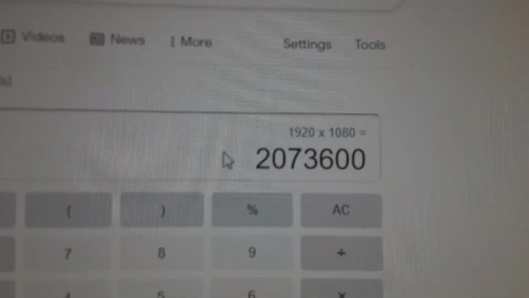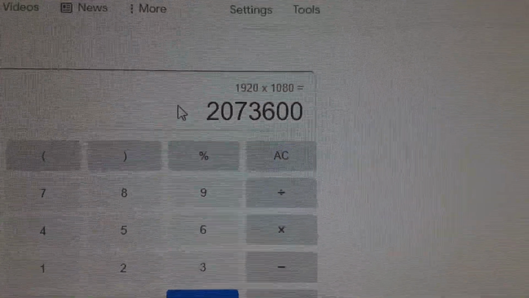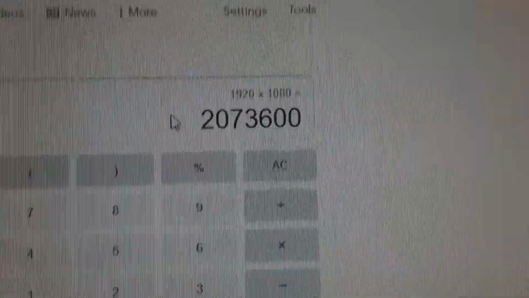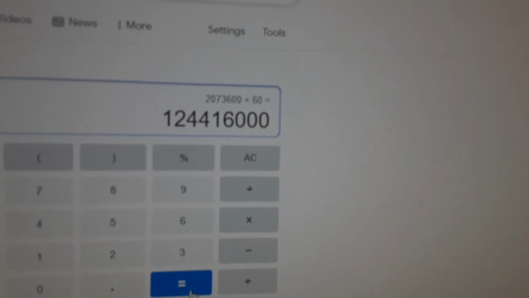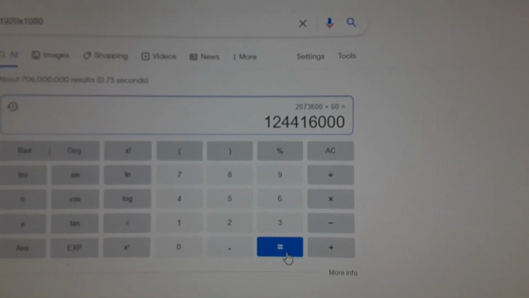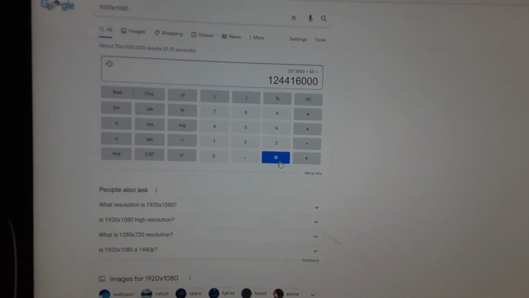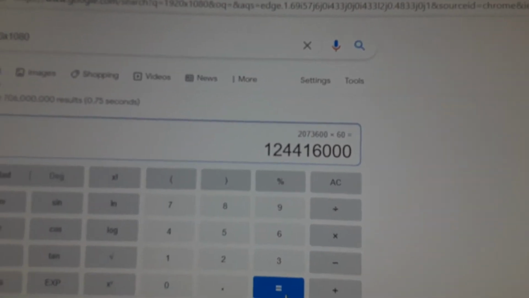Okay, let's do some math here. 1920 by 1080 equals 2,073,600 for one frame. And if you times this by 60, you get 124,416,000. Alright, well, you're sitting here like, oh gosh man, that's a lot of stuff, but what does that mean for me? Well, that means that's 124 megabits per second.